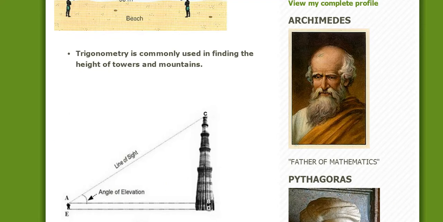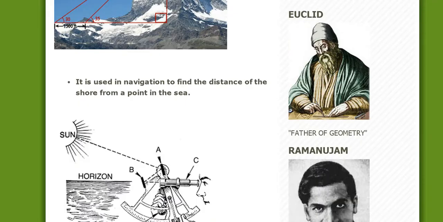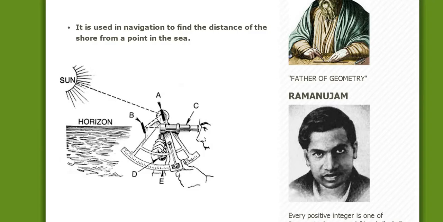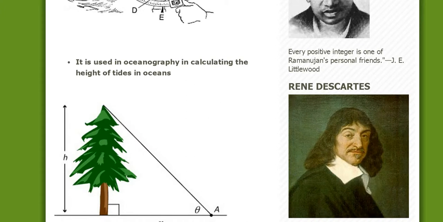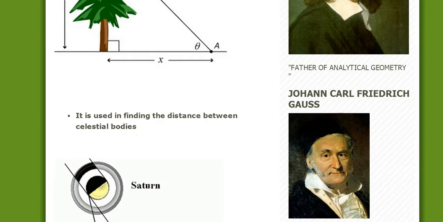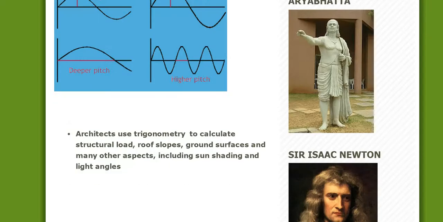Trigonometry is also commonly used to find the height of towers and mountains. It can easily be used to find the navigation of the shore from a point at sea. As you know, it can easily help people save lives in general. It can be used in finding the distance between celestial bodies. Let's just say, what is the distance of, say, Saturn and Earth in comparison to the Sun.